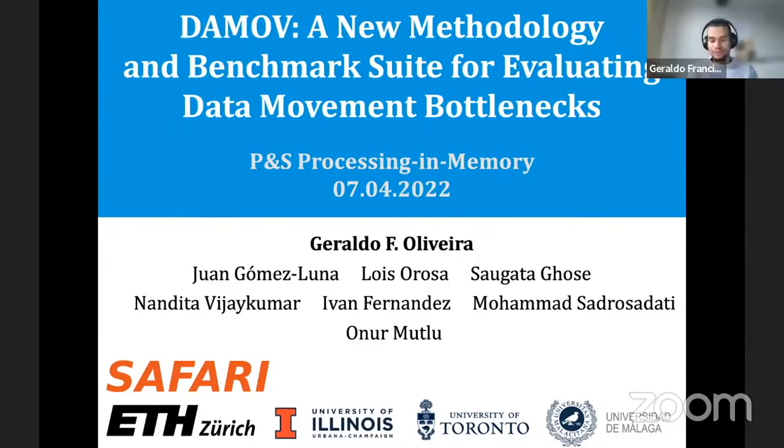For other architectures like FIMDRAM, for example, HBM-PIM, or more neural network centric ones like the Alibaba one or the SK Hynix one, it is a little bit different.